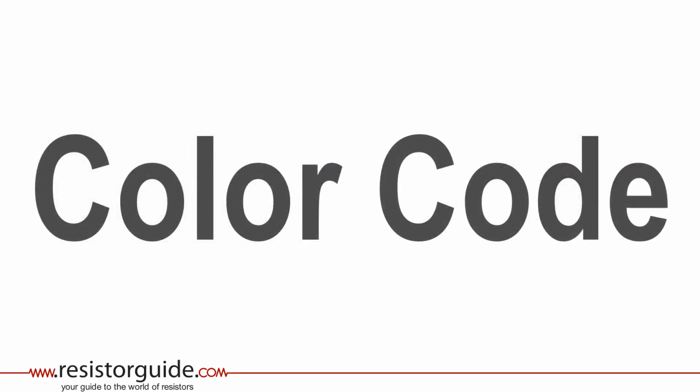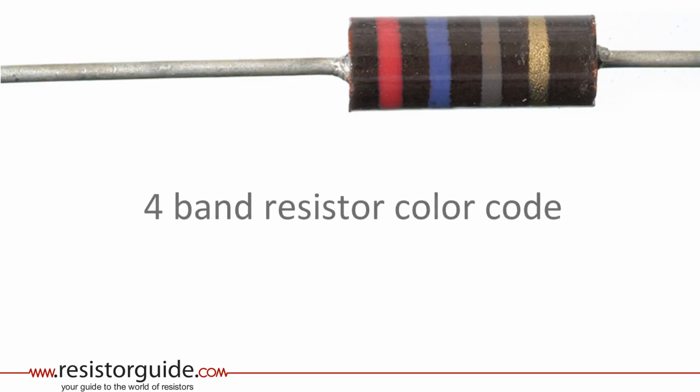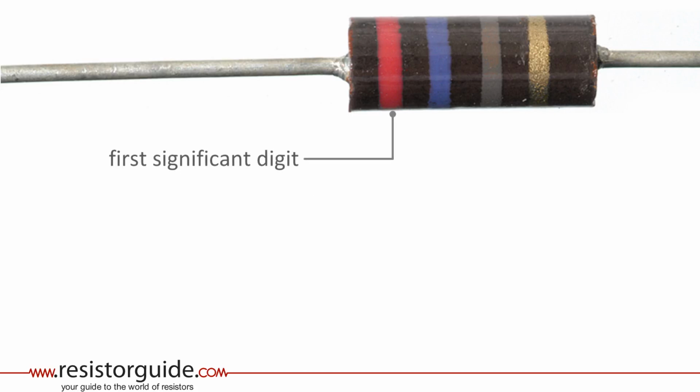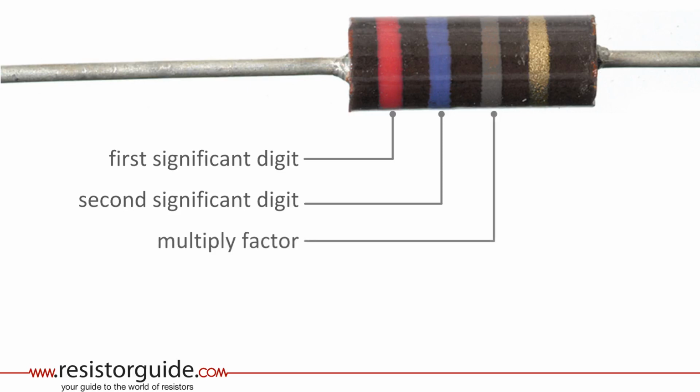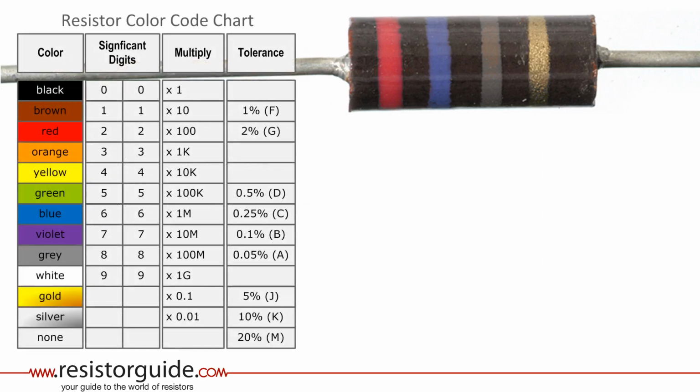Most actual leaded resistors have a marking with colored bands to indicate the resistance value and tolerance. This resistor is a carbon composition resistor with 4 color bands. The first band gives the first digit of the resistance value. The second band gives the second digit. The third band indicates a multiplication factor, and the fourth band gives away the tolerance of the resistor. You can try to memorize the meaning of each band and color, but you can also use the resistor color code chart to decipher the code. At resistorguide.com you can even find an automatic calculator to decipher the code for you.